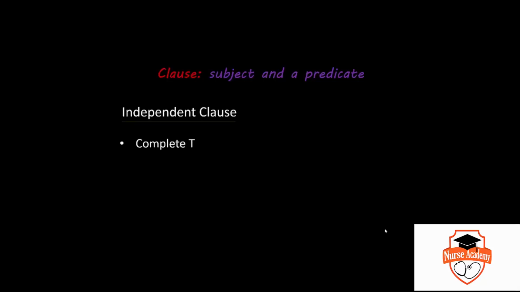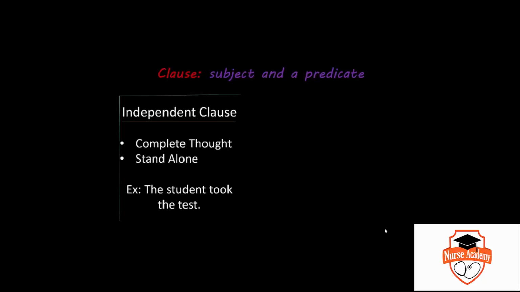Next, we'll discuss the clause, which is a subject and a predicate. And there are 2 types of clauses. The first one is the independent clause. And there's 2 things that you'll want to know about the independent clause. First of all, it is a complete thought, and it can stand alone. An example would be, the student took the test. In this instance, the student took the test can stand by itself and it completes a thought. So this is the first type of clause, which is the independent clause.